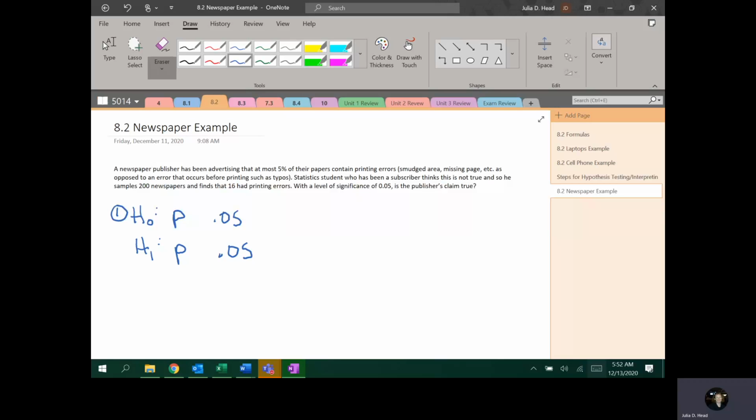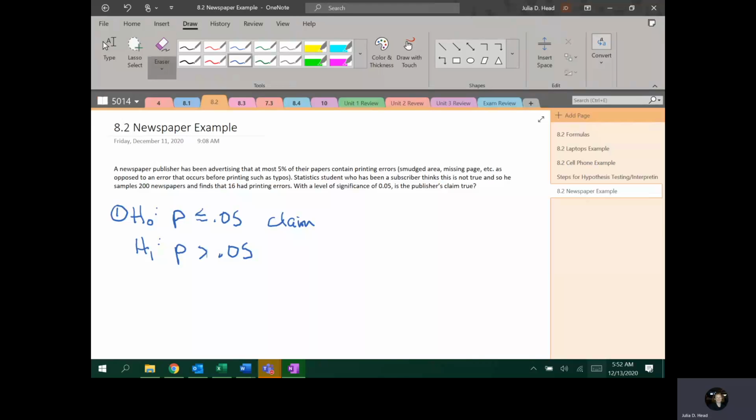Now, at most means less than or equal to, and since it has an equal to, it goes in the null. If it did not have an equal to, it would go in the alternative. And that's what they are claiming, so we'll label that as the claim. The opposite of less than or equal to is greater than, so that will be the alternative.